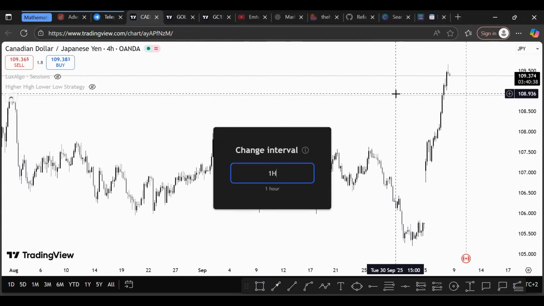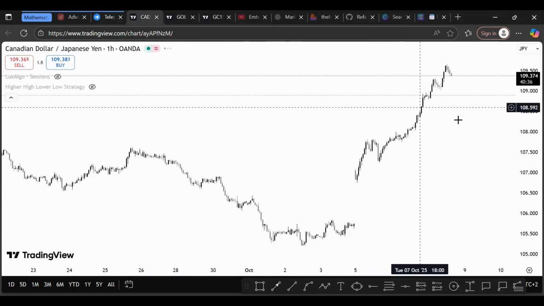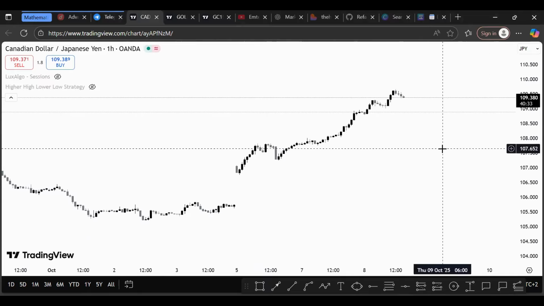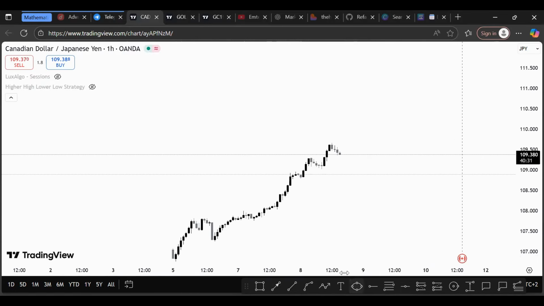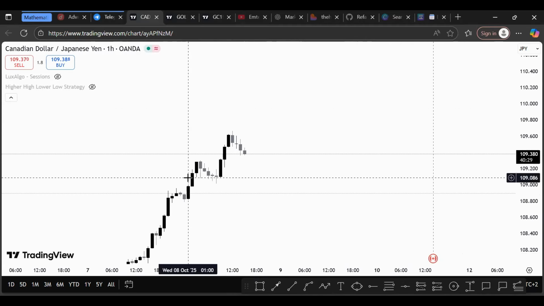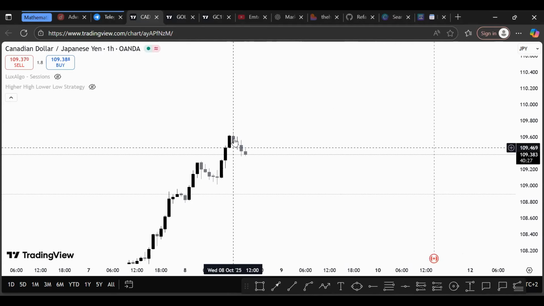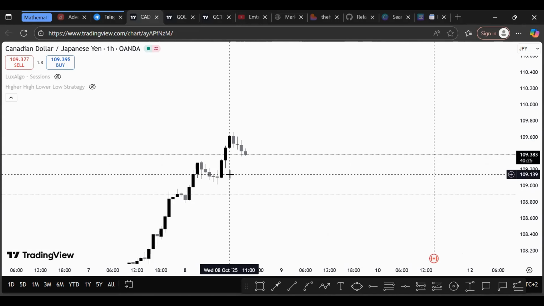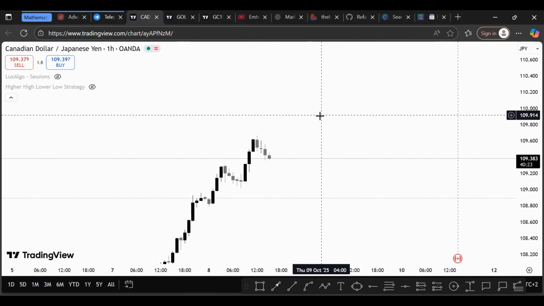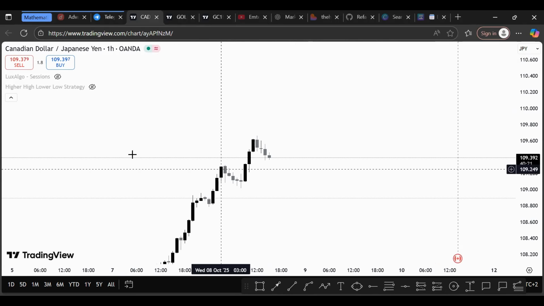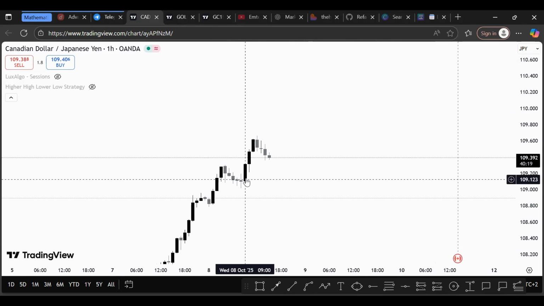When we go to the 1 hour, we see that we have a nice bullish trend happening here. So how do we capitalize off of that trend? You understand? Price was just somewhere here when we started to do those things. Let me see.